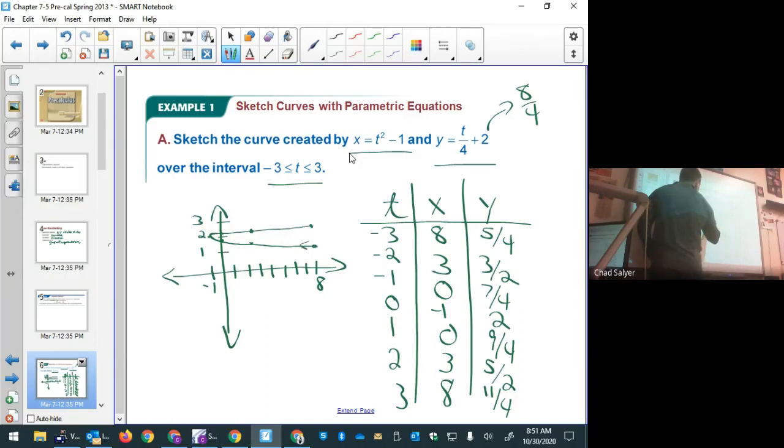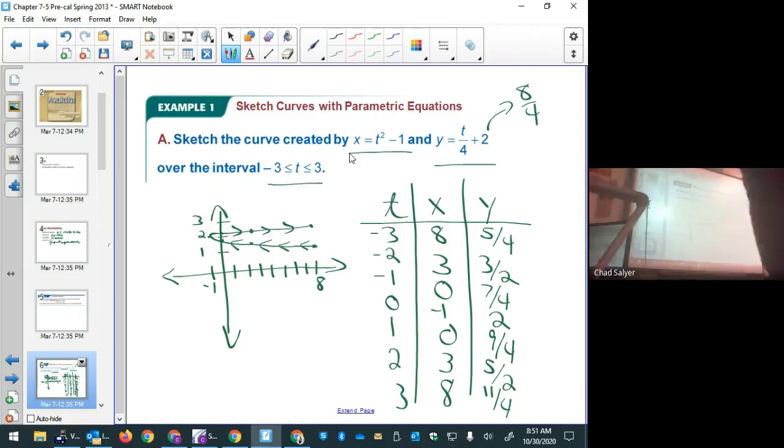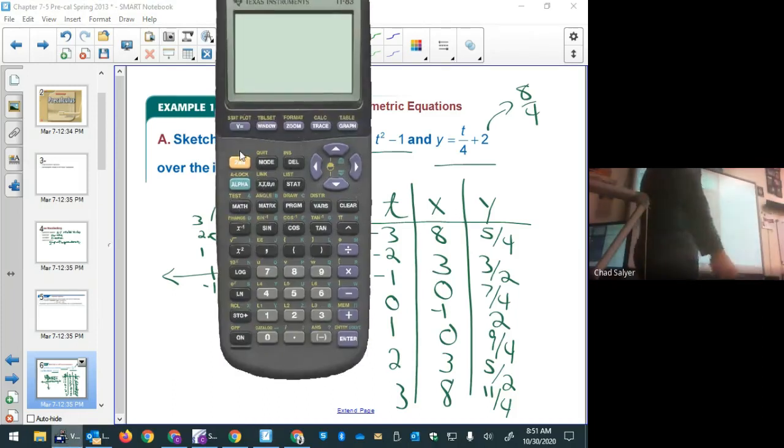But I need to add these orientation indicators, because this one also has direction. So we see it's a sideways parabola. Let's graph it on a calculator and make sure it agrees with what we've got here.